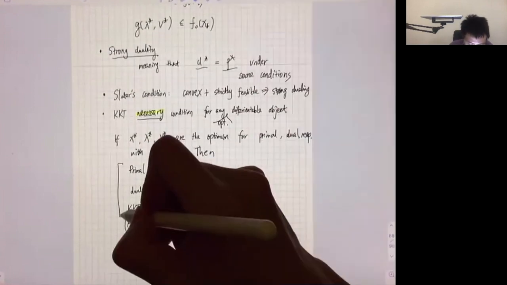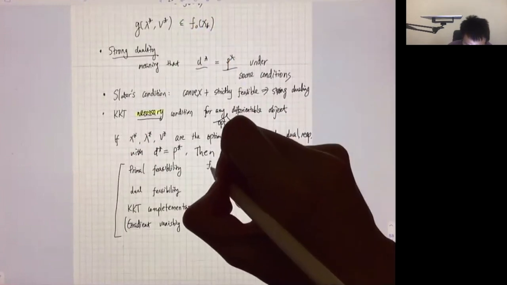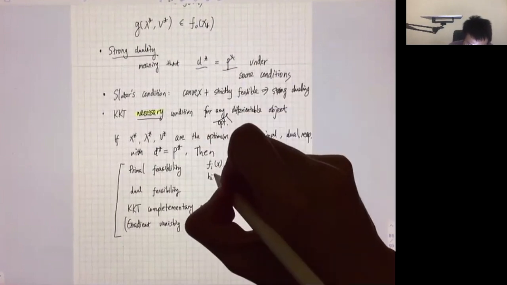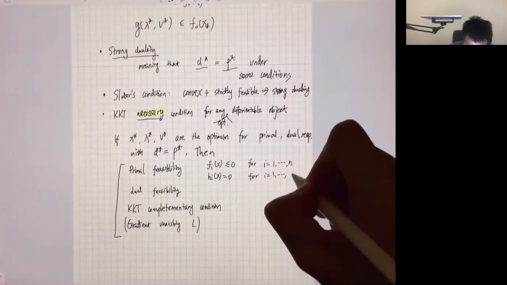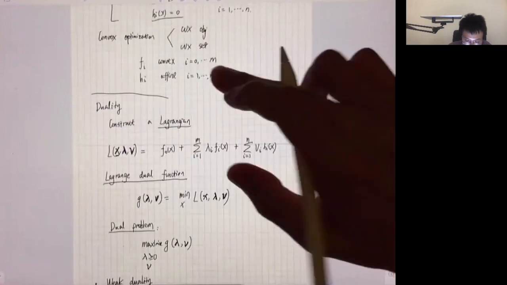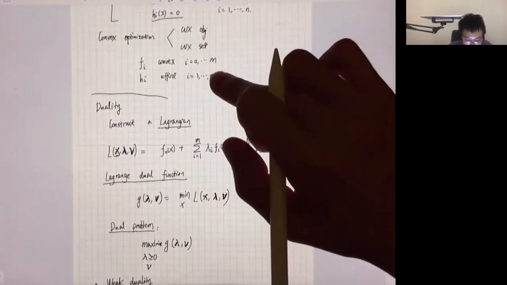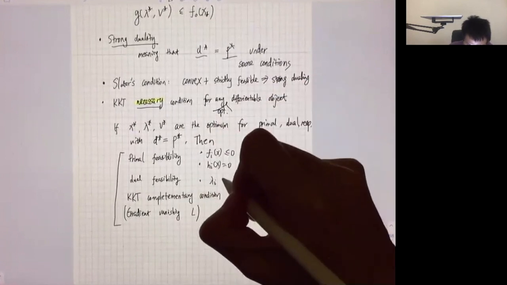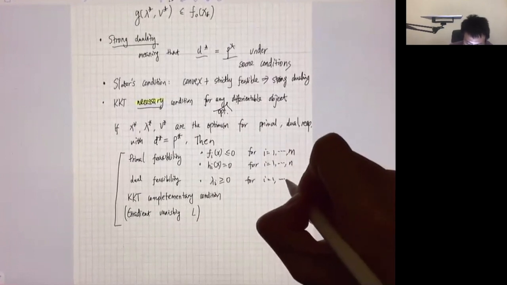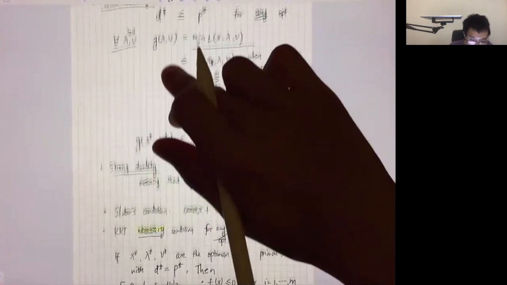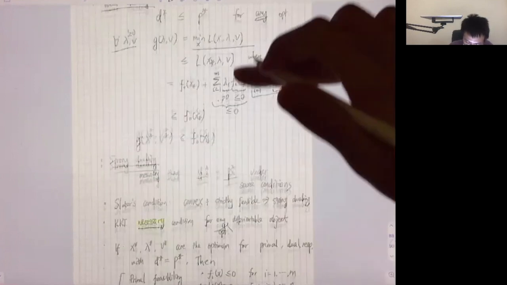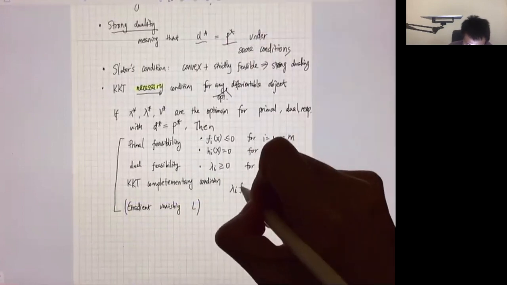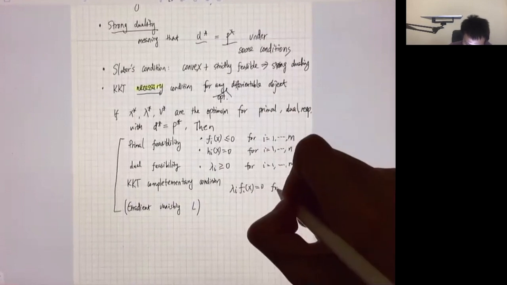Since they are the optimum values, I must have all the primal constraints satisfied. So f i of x is less than or equal to 0 for i from 1 up to m, and h i of x equals 0 for i from 1 up to n. We have m inequality constraints and n equality constraints. So this is the primal feasibility. Dual feasibility is lambda i greater than or equal to 0 for i equals 1 up to m, because the dual constraint is only for the inequality constraints. And the third thing is the KKT complementary condition. It says lambda i f i of x must equal 0 for i equals 1 up to m.